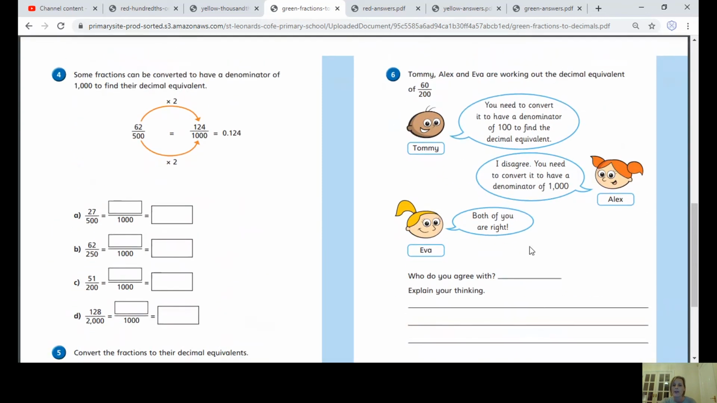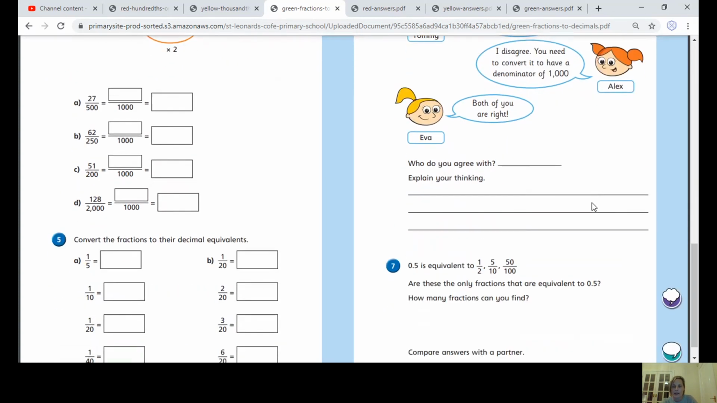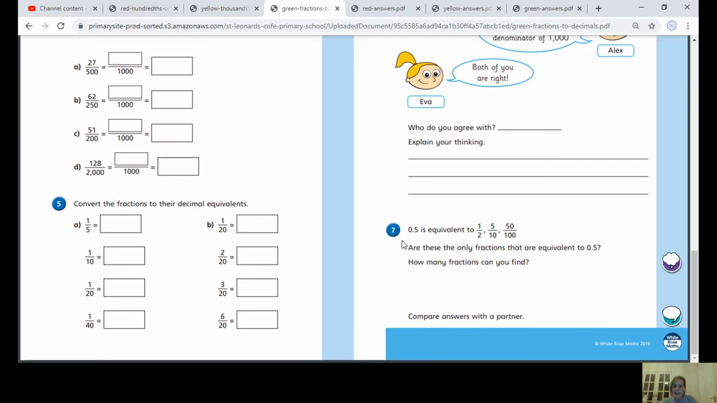Okay, and then over here you've got a problem to sort out. So Alex and Tommy have both got a statement that they believe is correct, and Eva thinks that they're both correct. I want you to have a look and see what you think, and make sure you explain your answer fully. And then finally, a statement here that 0.5 is equivalent to a half, or 5/10ths, or 50/100ths. Are these the only fractions that are equivalent to 0.5? You've got to work out whether you can think of any more.